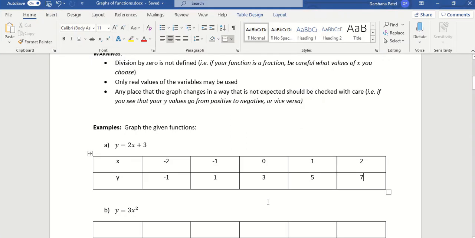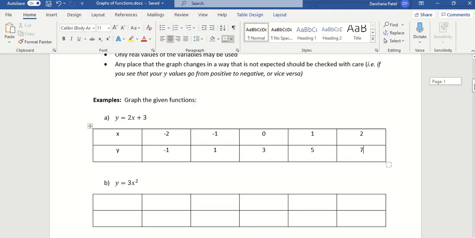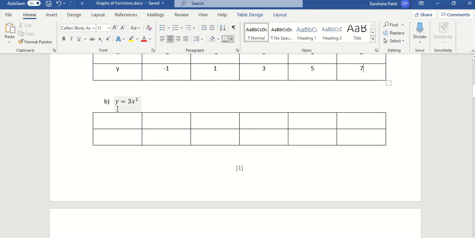The second one here, we are asked to graph y equals 3 times x square. Again, we will choose x values. It is your choice. For this parabola, because there are no other numbers here, the vertex is 0, 0. So I'm going to put x values like the previous one: -2, -1, 0, 1, and 2. For a parabola, we pick values around the vertex. In our case, the vertex is 0, 0.